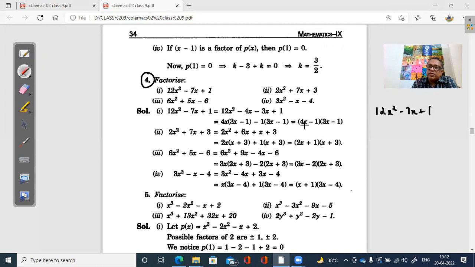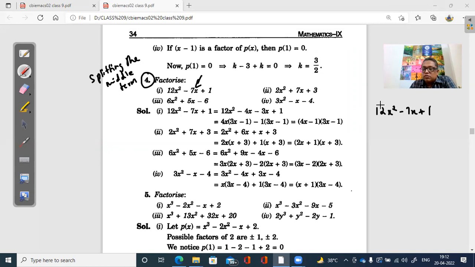These questions are based on a method called factorization by splitting the middle term. Why do we call it splitting the middle term? Because the middle term is the focus here. The first number and the last number will remain as they are, only the middle term is split. Now, how do we split this middle term?